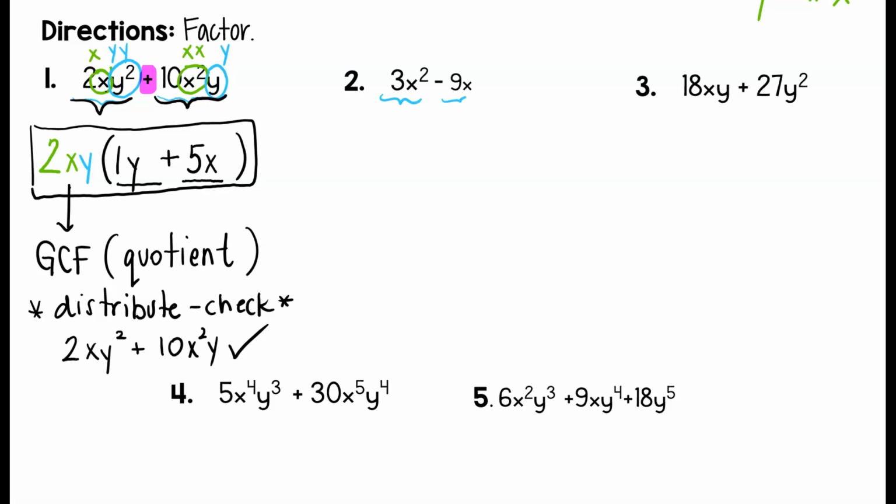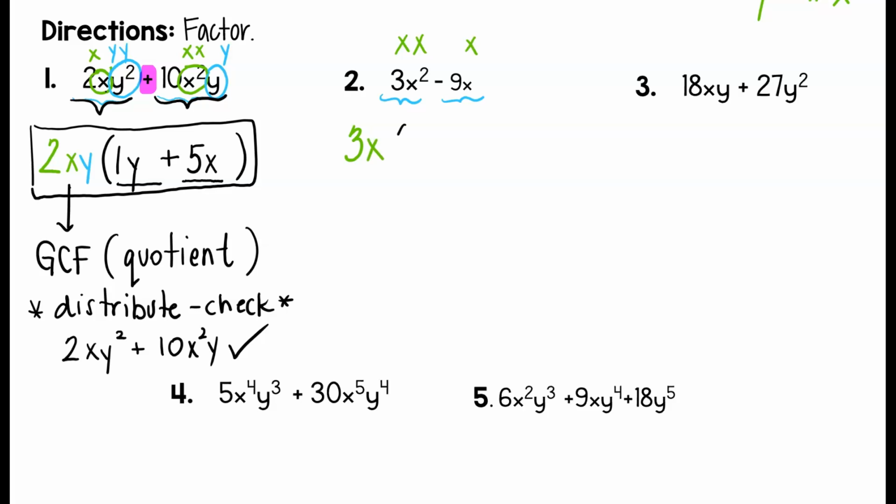Again, we have 2 terms. We need to look for what number I can divide them both by and what letter or letters they have in common. So these two terms are both divisible by 3. And as far as variables are concerned, this one has an x times an x, and this one only has 1x. So the maximum you could take away would just be 1x.